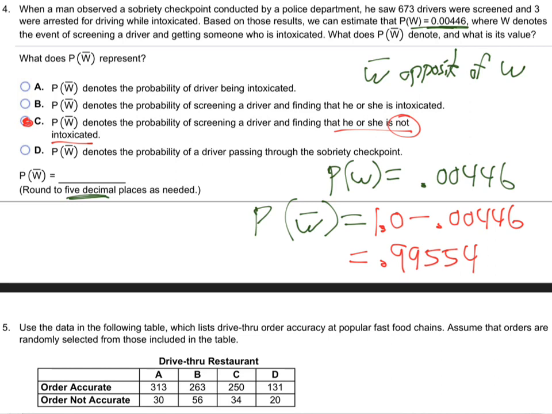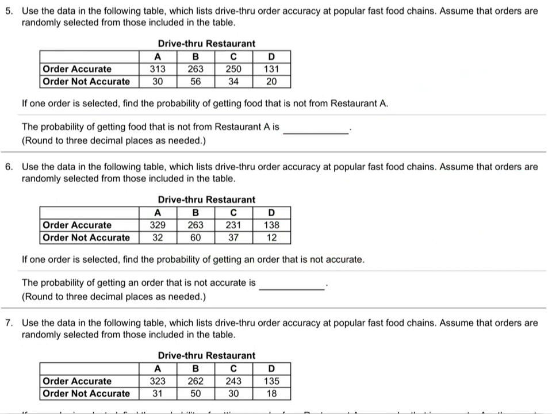How are we doing? Is this making sense for you? These last 3 are all about opposite, and that's always 1 minus the decimal. Questions I can answer? Okay, let's move ahead. So, number 5.